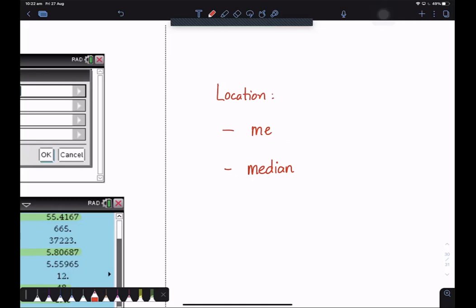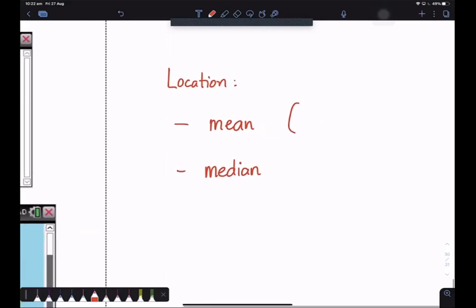Median. Arafat? Mean. Median. Yep. And then range. Range is a measure of spread, yeah? So that one's not calculating for the location.